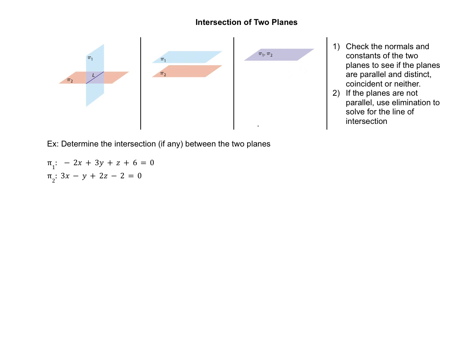So the first thing we're going to do to solve is to see what scenario we're in by checking the normals. If you can multiply one of the normals by a scalar to get the other one, it means that your planes are parallel, which means you're in one of these scenarios. And we can differentiate between these two by checking that constant at the end to see if our planes are parallel and distinct or coincident. If the normals are not related to each other whatsoever, we have a line of intersection, and then we're going to use elimination or substitution to solve for that line of intersection.